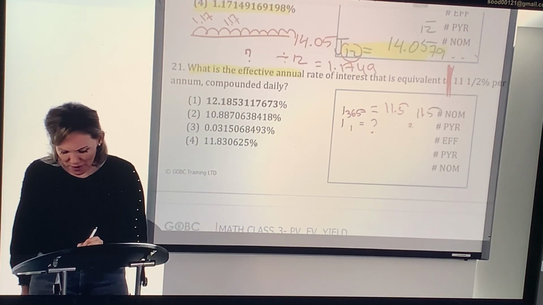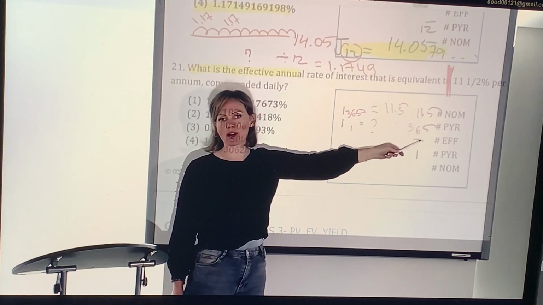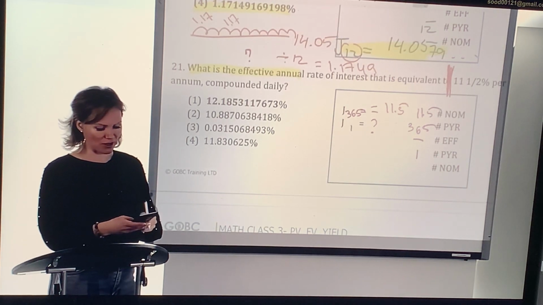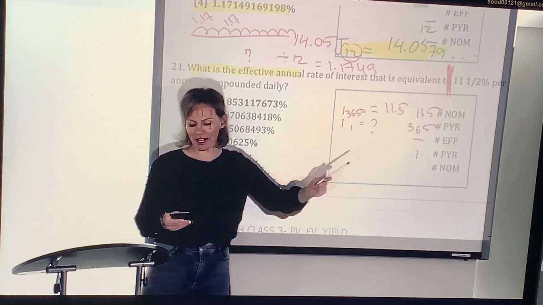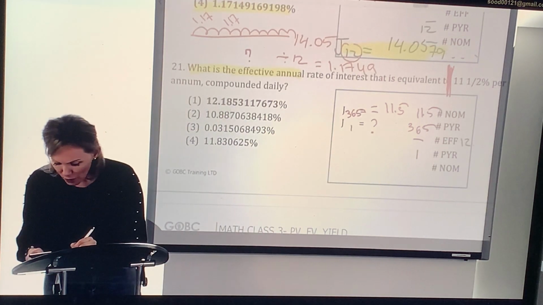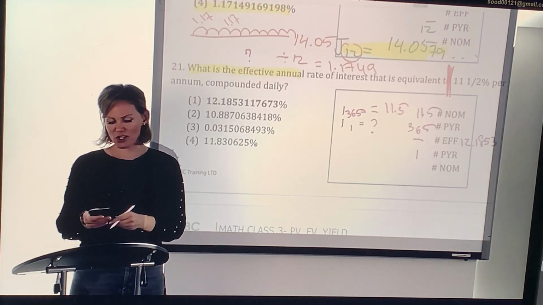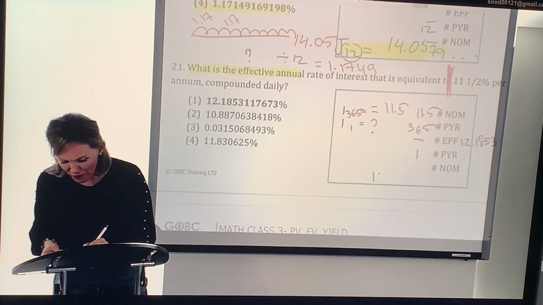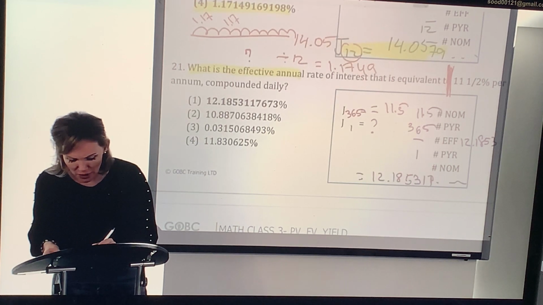11.5, 365. And when I do conversion, if I just want to look, I can just stop right here because effective is my J1 anyways, okay? But let's do that right now. So I'll do 11.5 shift norm, then 365 shift PYR shift effective. And when I press shift effective, I already got 12.1853, right? And if I press 1 shift PYR shift norm, I'm still going to get the same answer, 12.185311, whatever that is. It's a long number. So that is the J1.